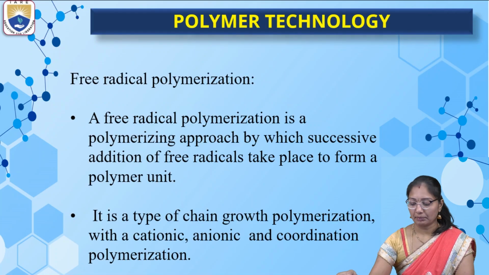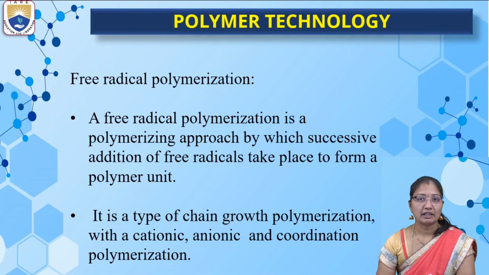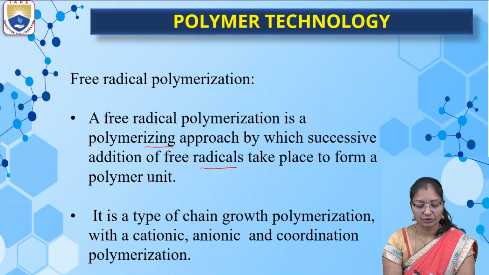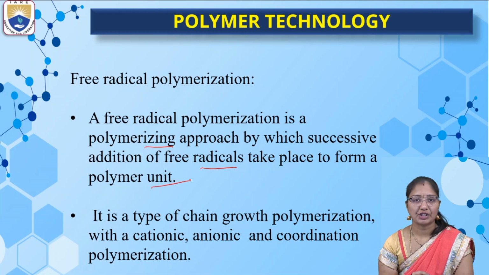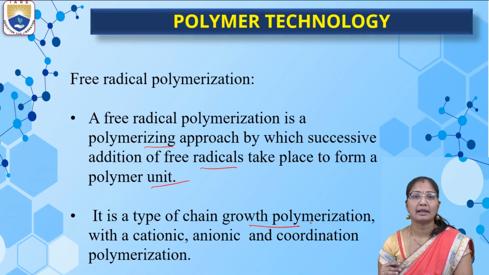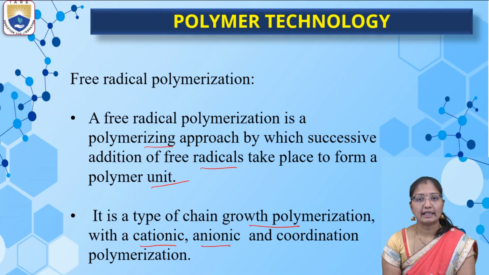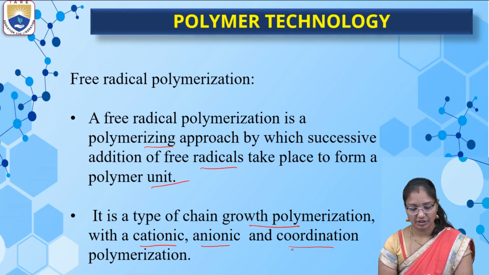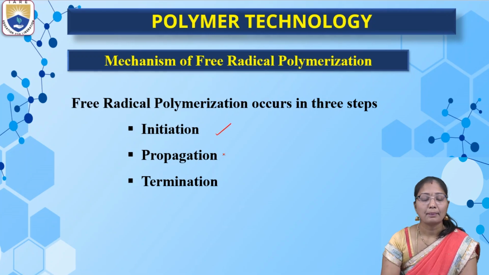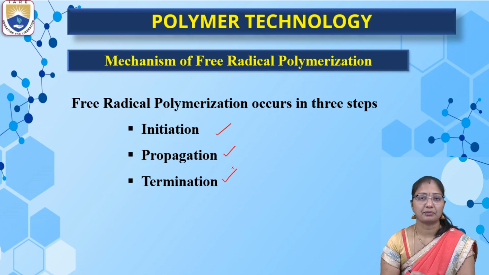So, the free radical polymerization. Free radical polymerization is a polymerizing approach by which the successive addition of free radicals takes place to form a polymer unit. So it is a chain type polymerization. It is an example of addition polymerization. It is a chain growth polymerization which occurs in a series of steps. It may be cationic, anionic, or coordination polymerization. This polymerization reaction occurs in initiation, propagation and termination steps.